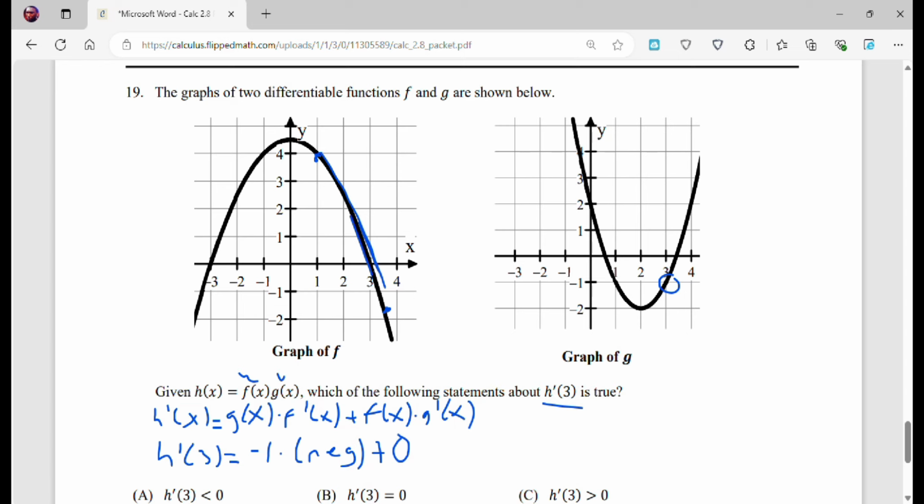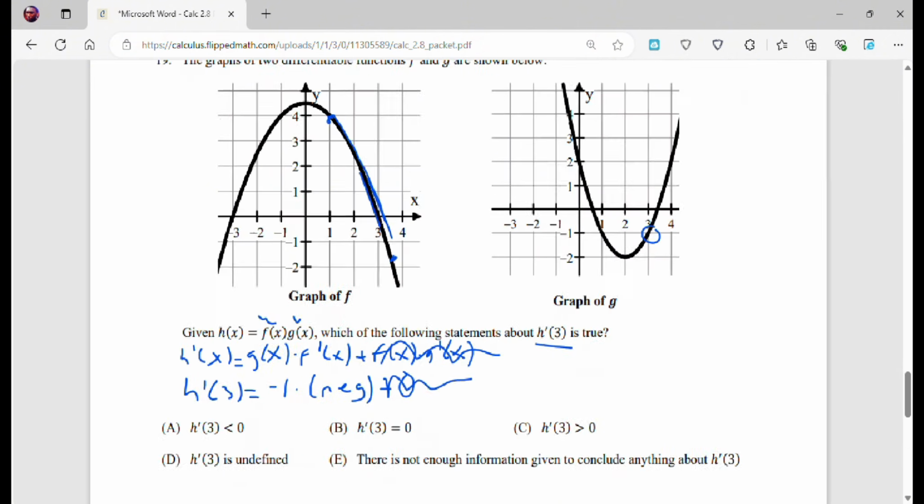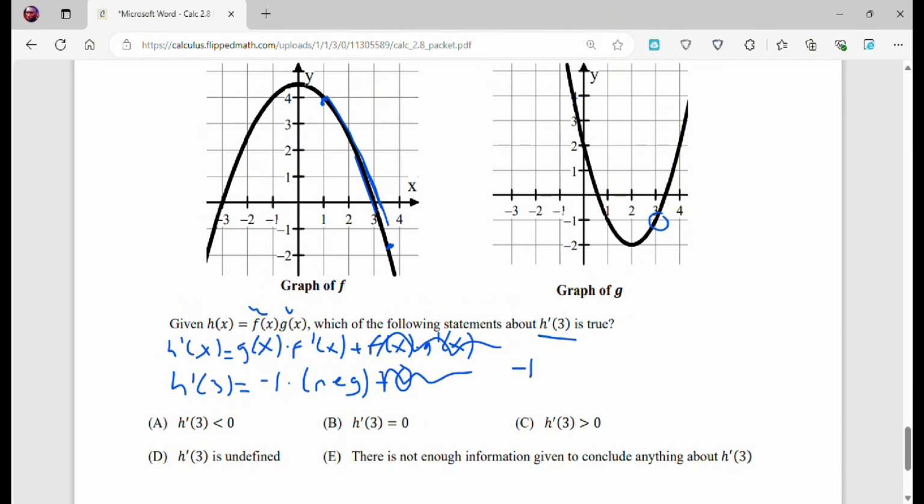So we can ignore this part, right? Because f of 3 is 0, g prime won't matter. So negative 1 times a negative number is going to be positive. And so that leads us to conclude that h prime of 3 is some positive number. So h prime of 3 is greater than 0. It's as easy as that.